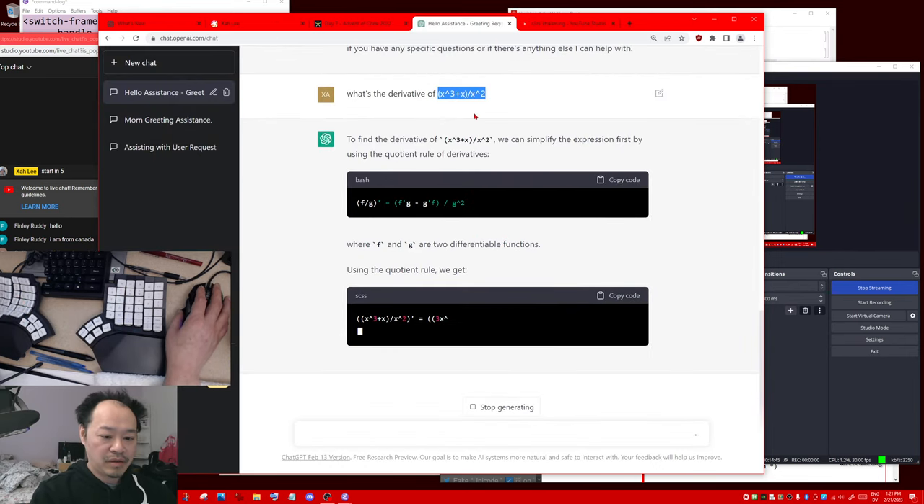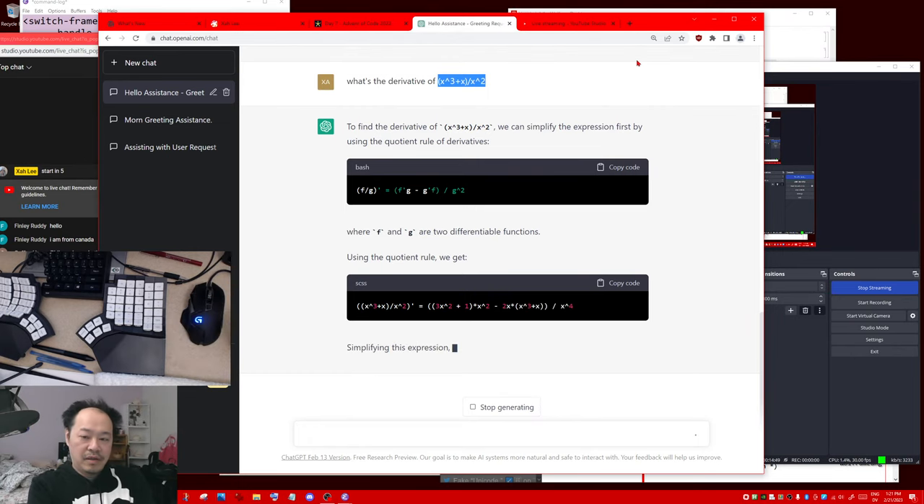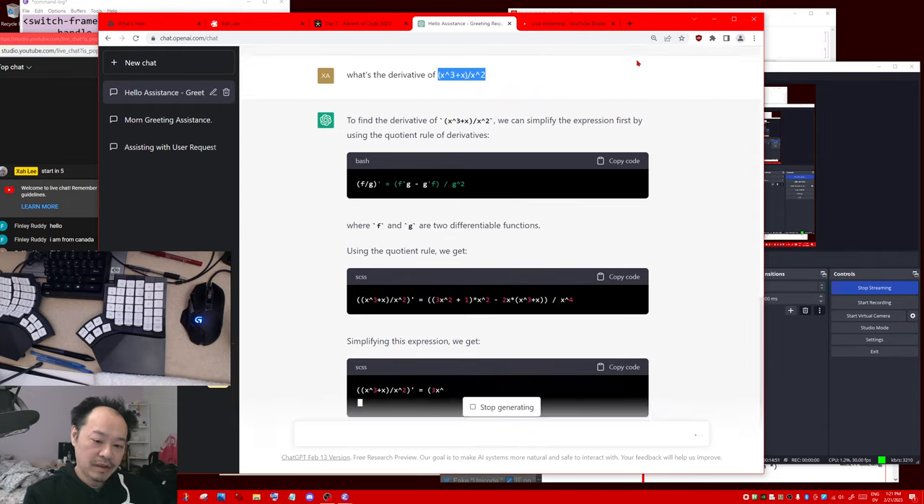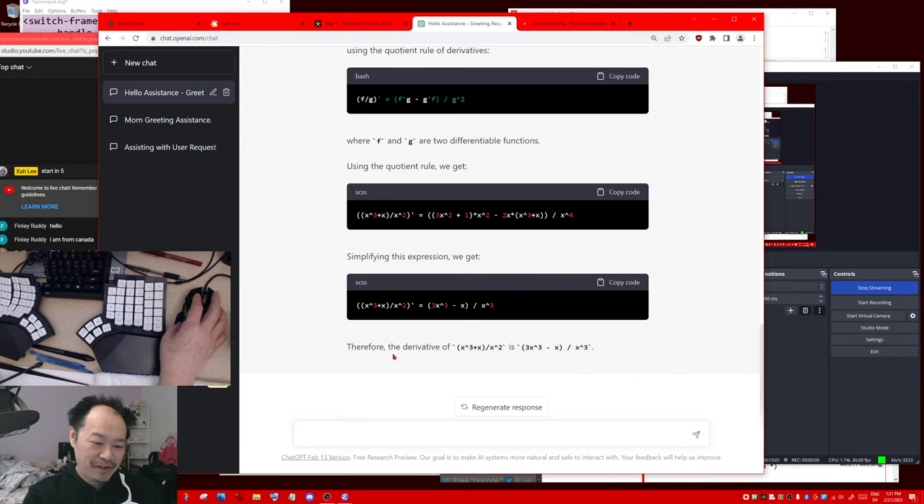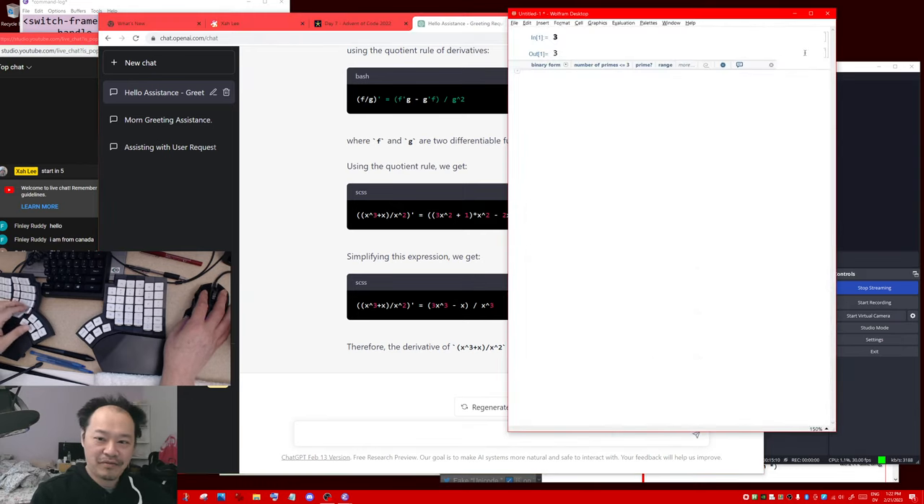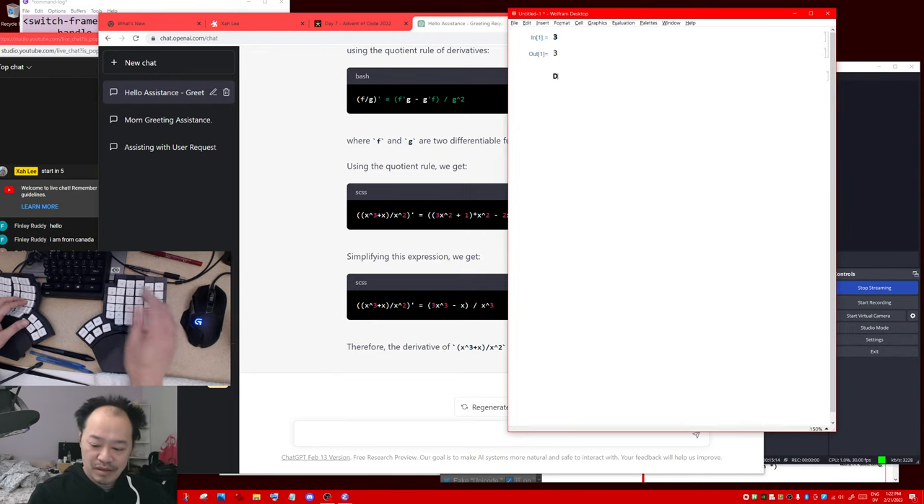Okay, so it's trying to find the answer. Let's let it run. It's elaborate, but usually the answer is incorrect. Look, therefore the derivative of that expression is that expression. It's incorrect.